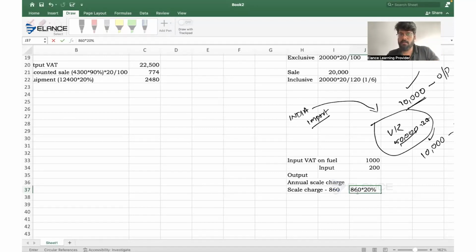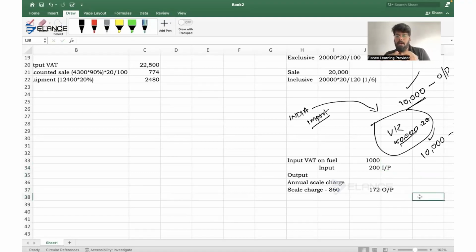The scale charge will be given in the question, so find the output VAT on the basis of the scale charge. You should not directly take that scale charge as output VAT. So the output VAT is 860 into 20%. That will be the output VAT. In our example, input VAT is 200, and based on the scale charge, I find the output VAT, and it will be the output VAT related with the fuel, and the input VAT related with the fuel. So this is how we find the output VAT and input VAT.